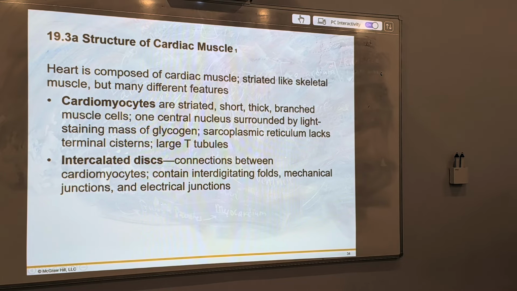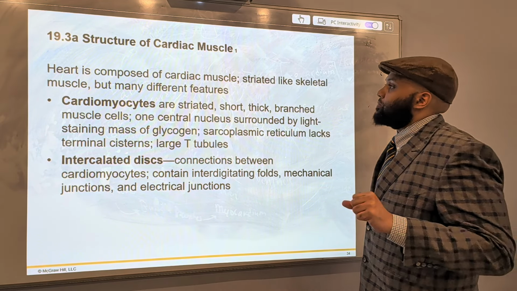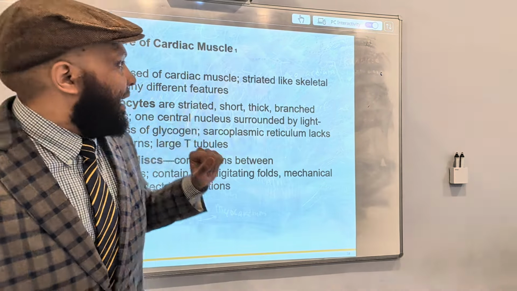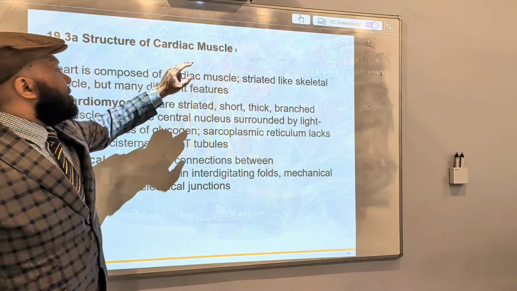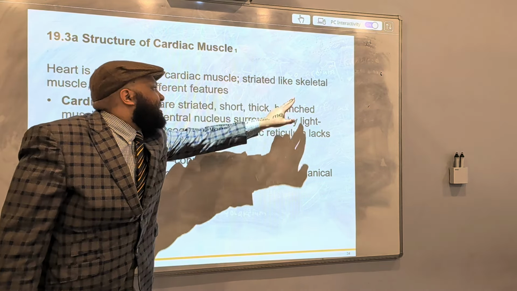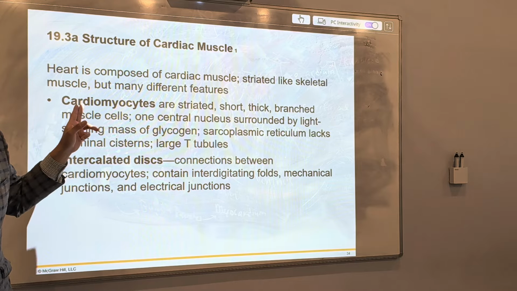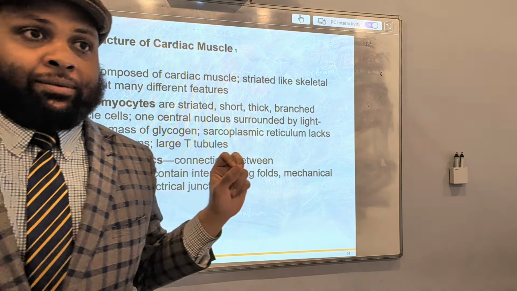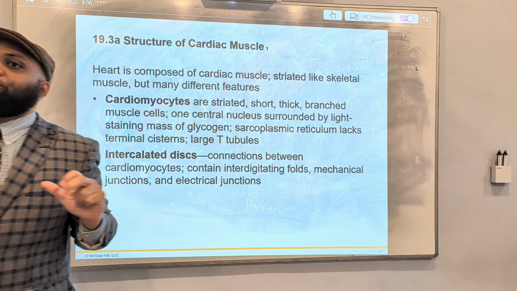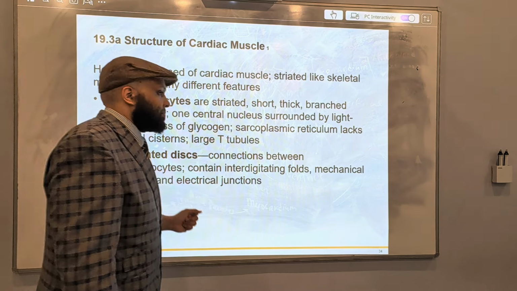So the heart is composed of cardiac muscle that is striated like the muscle of the skeletal system. One of the questions on your homework asked you, what do the heart muscle and the skeletal muscle have in common? And the answer is, the heart is composed of cardiac muscle striated like the skeletal muscle. That's the similarity we're going to see in the lab, that the heart muscle is striated like the skeletal muscle.